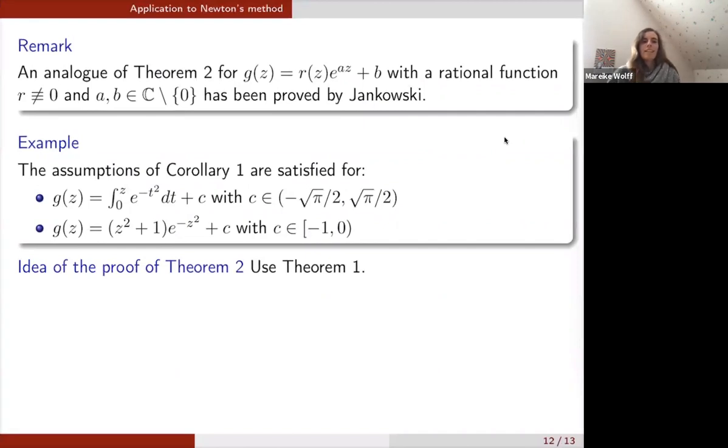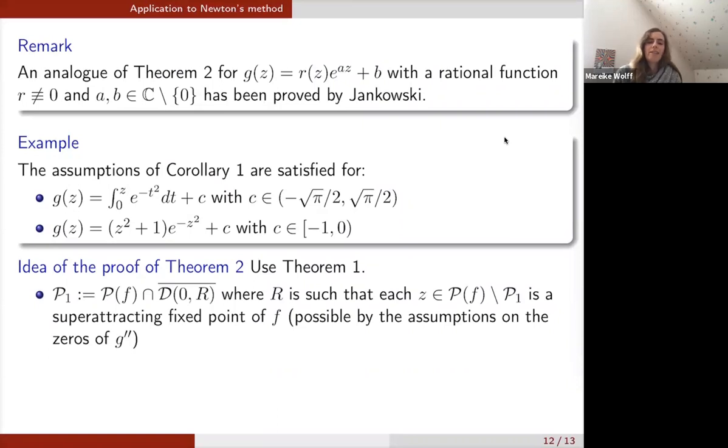Now I would say a little bit about the proof of theorem 2, where the idea is to use theorem 1, which was this general theorem about Julia sets of Lebesgue measure 0, and as exceptional set P1, we take the intersection of the post-singular set with some large disk, and well, by our assumptions on the zeros of g2 prime, we can arrange it. Well, first, the assumptions imply that the intersection of the post-singular set with the Julia set is finite, and we can take R so large that each post-singular value outside of this disk is a super attracting fixed point of the function f.